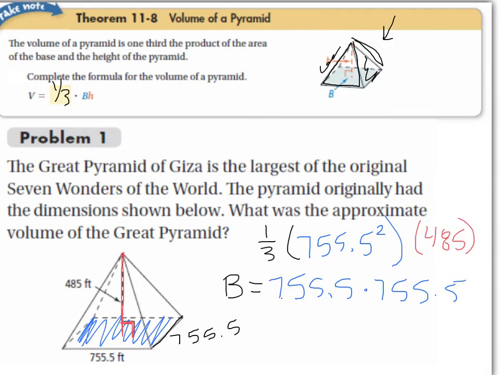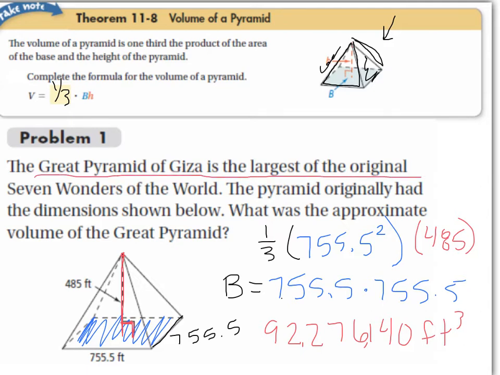You get a very, very large number. That number would be 92,276,140 feet cubed. Because obviously, if you're talking about an actual pyramid, one of the Great Pyramids, the largest of the original 7 wonders of the world, man, that's a lot of feet cubed. Feel bad for the guys who had to create that thing.